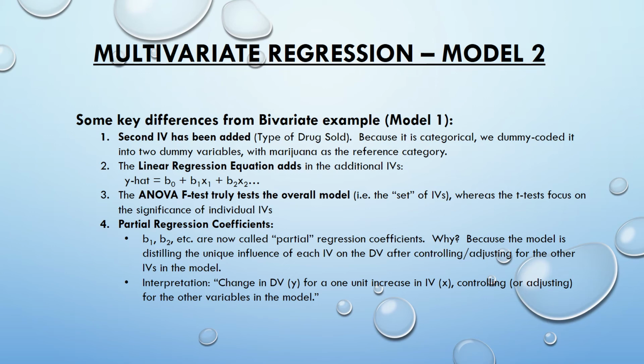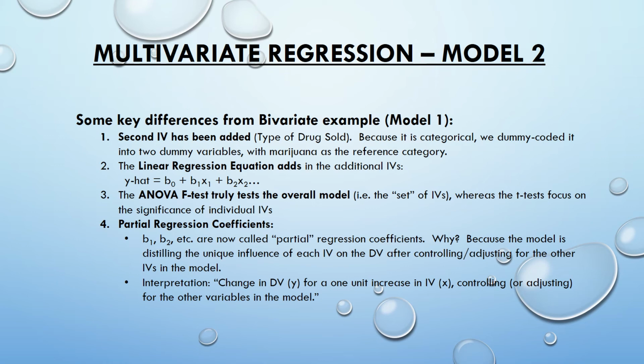So what the model actually looks like, if you go back and look at the output for model 2, it looks like we have 3 independent variables. Why? Because we have one, which was years of experience, which was continuous, no problem, leave it in there. And then we had those 2 dummy variables that help us to capture the idea of type of drug sold. So let's go through the key differences from the bivariate example. So we've added a second independent variable. Because it is categorical, we dummy coded it, and we use marijuana as a reference category.